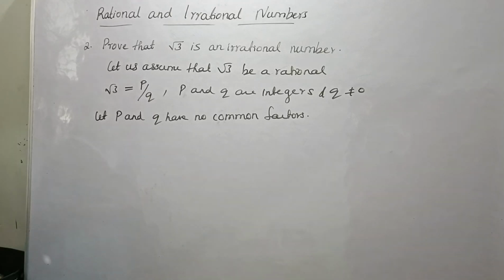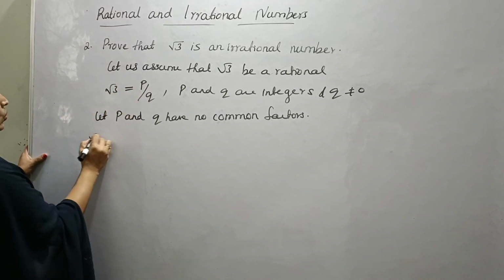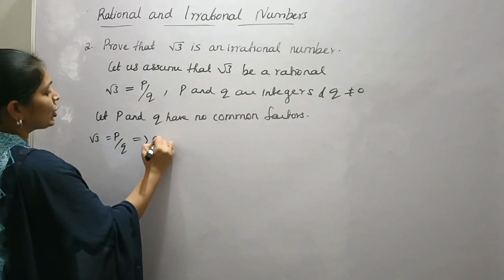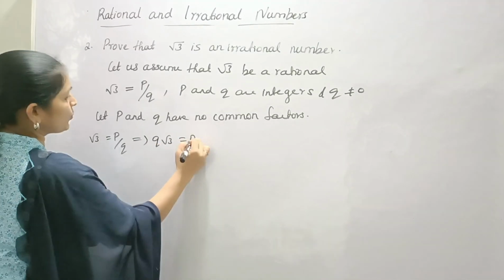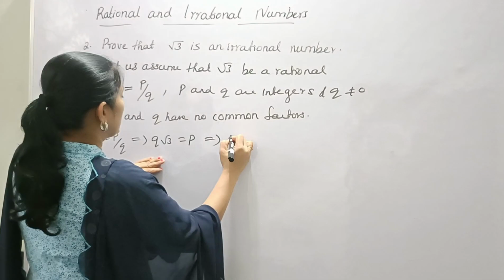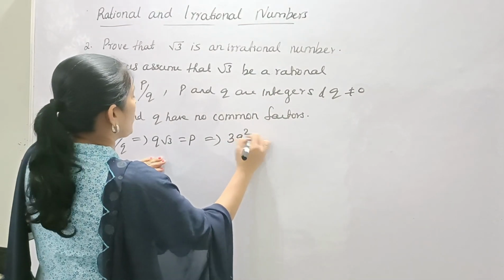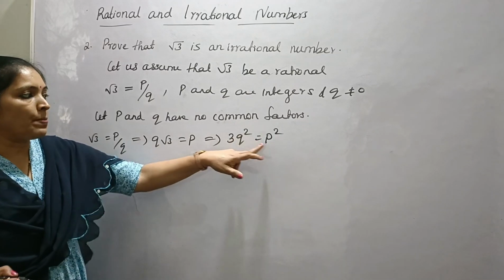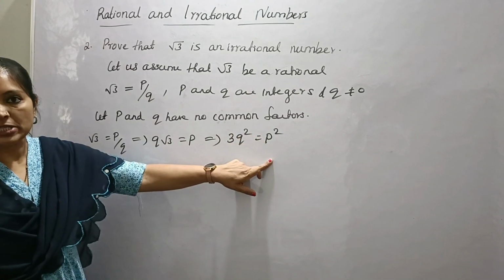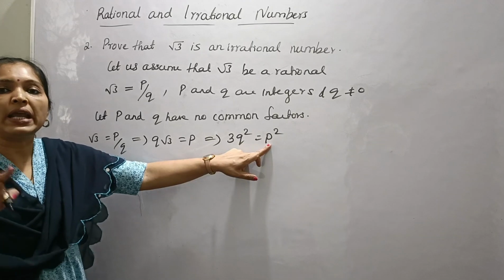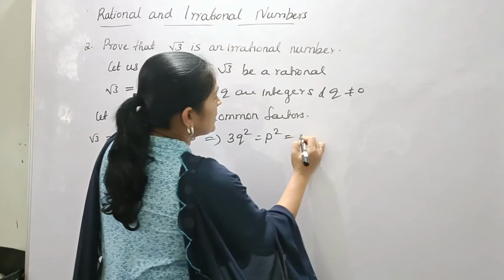Then after that take this equation, root 3 is equal to p by q. That implies q into root 3 is equal to p. On squaring both sides, we will get 3 q square is equal to p square. So 3 is a factor of p square. That means 3 divides p square, right?